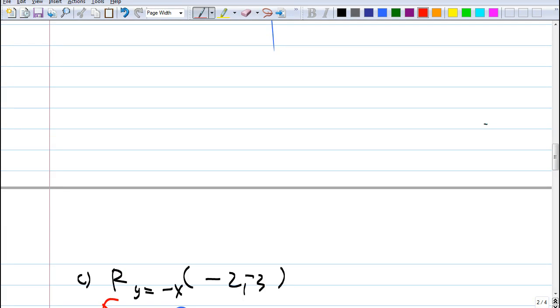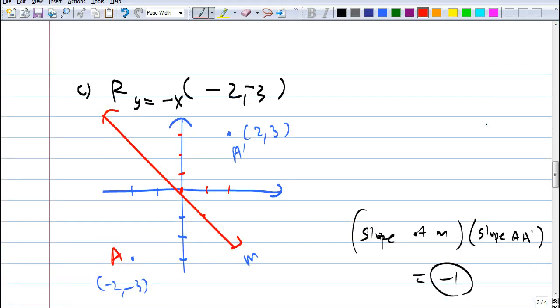What kind of lines do you get? It's a line. What is the y-intercept of this line? Line of reflection, 0. What is the slope? Negative 1. So don't you get something like this? Here's negative 2, 3, and then the A prime will be 2, 3. Does that make sense? Because this red line will be the line of reflection. So the line of reflection does not have to be the x-axis or the y-axis.